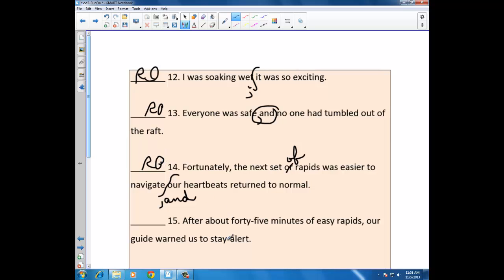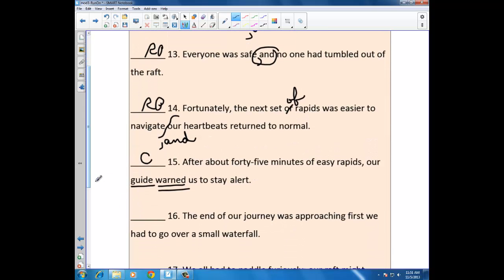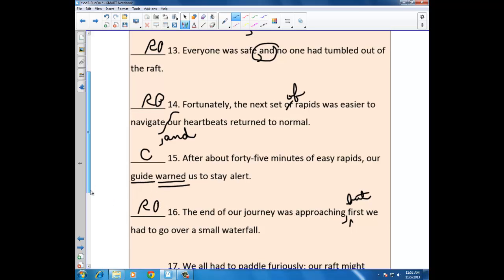After 45 minutes of easy rapids, our guide warned us to stay alert. Only one verb there, warned. One subject, guide. That is a correct sentence. The end of our journey was approaching, comma, but first we had to go over a small waterfall. Otherwise, if we didn't make this correction, we would have a run-on.